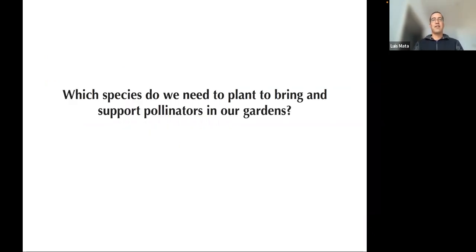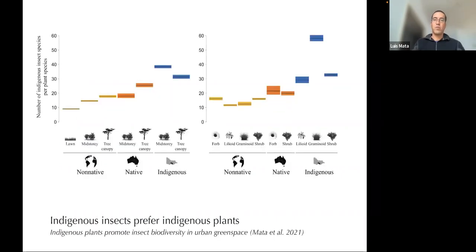Excellent, thanks. So after that little bit of an intro, let's delve into this idea of how can we support pollinators and beneficials. I want to start here with some findings from my colleagues and I when it came to this space of trying to understand what would be the best plants that we could use in our gardens and paddocks to support insects and beneficials and pollinators.